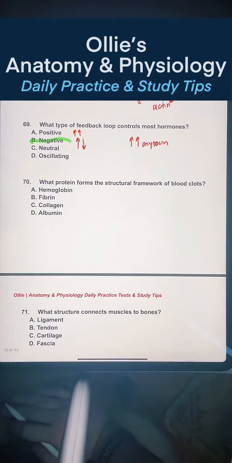Number 70, what protein forms the structural framework of blood clots? It is tropomyosin that covers the binding site on actin. Troponin removes tropomyosin. Let me just make sure I don't have any questions. Perfect. What protein forms the structural framework of blood clots?